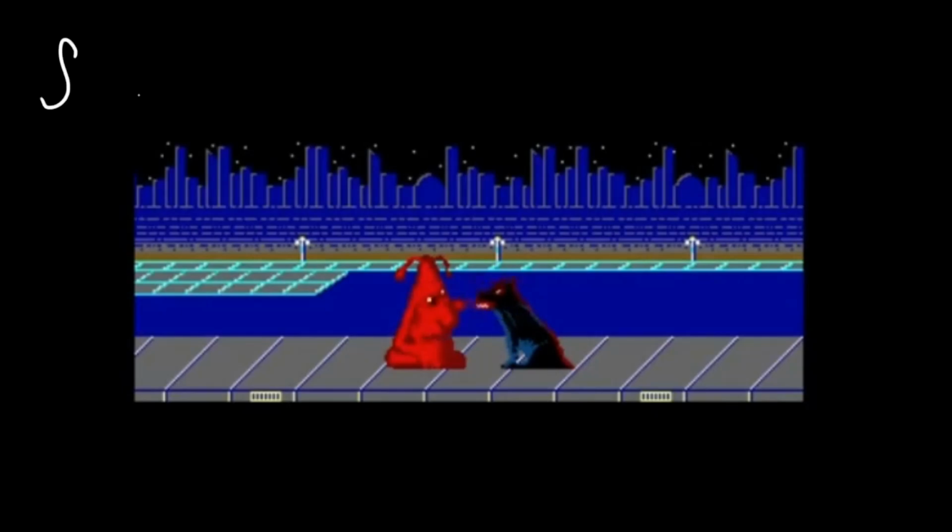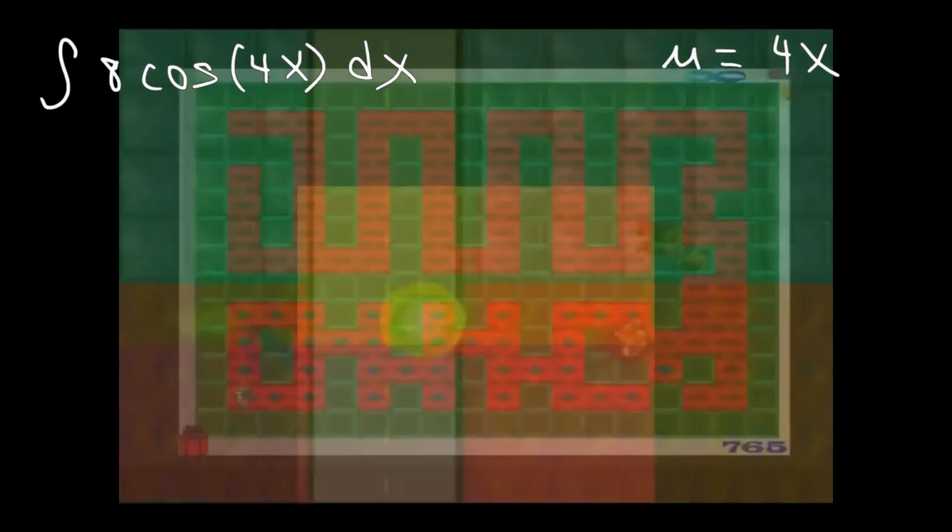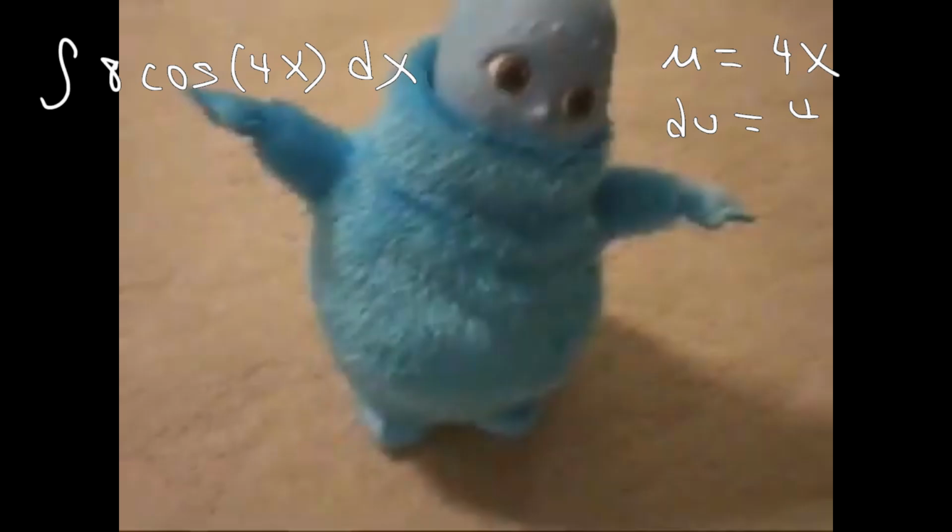Let's try another problem. Go ahead and find the integration of 8 cosine 4x dx. So what should we make u equal to? We need to make u equal to 4x. du will equal 4 dx. And if we divide by 4, du over 4 is dx.